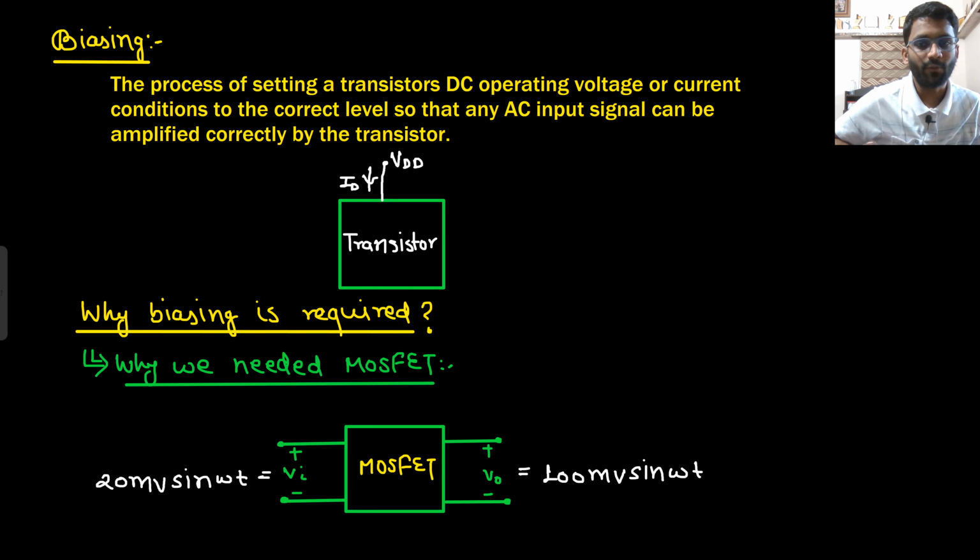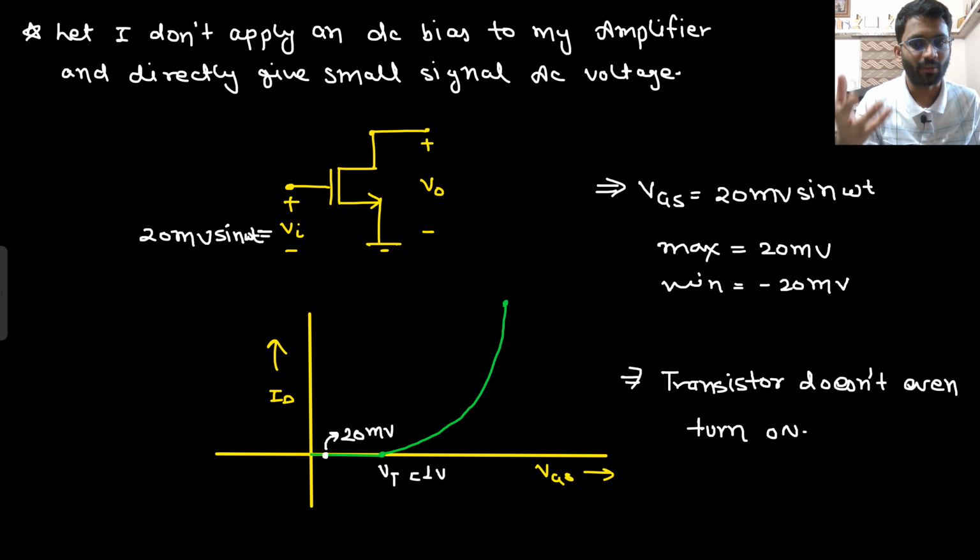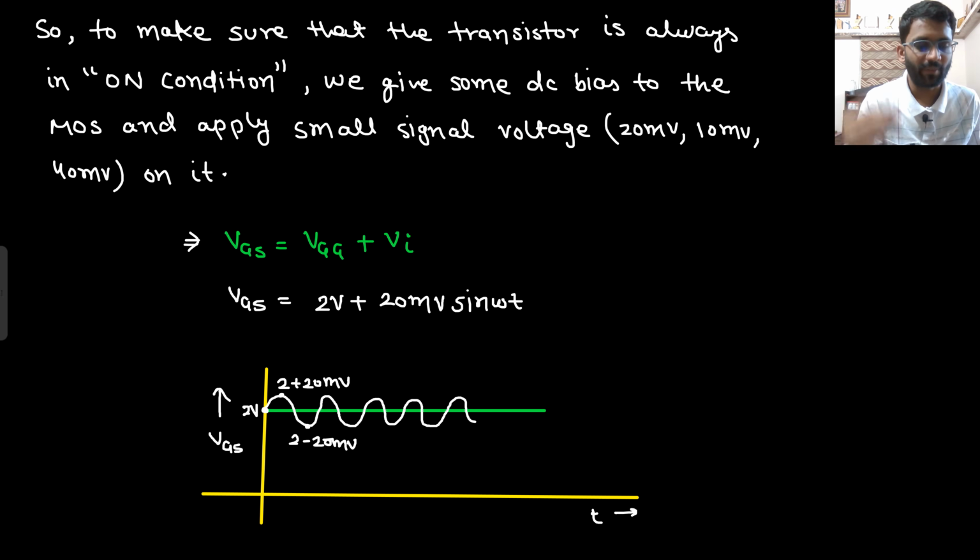First we started with what we mean by biasing, giving a DC supply. Why do we need the biasing? If we only apply the small signal voltage, what will happen? The transistor will not even turn on. So to turn on the transistor, we will apply a DC bias. After DC biasing, we superimpose the small signal input voltage. It will not affect the region of operation. Why so? Because the limit is very small, 2 plus 20, 2 minus 20, a very small range. So it will not affect the region of operation.